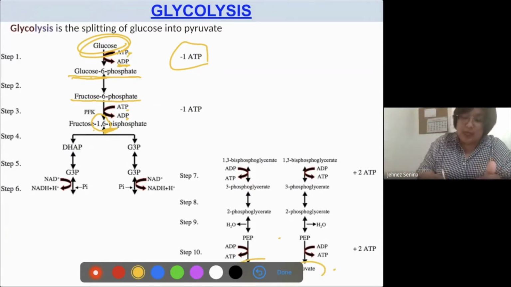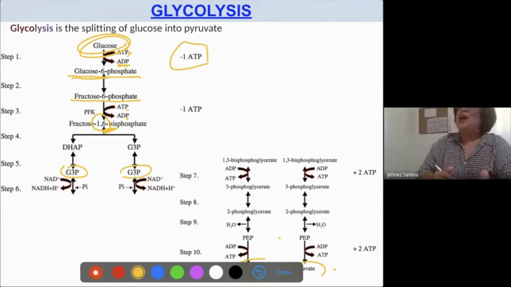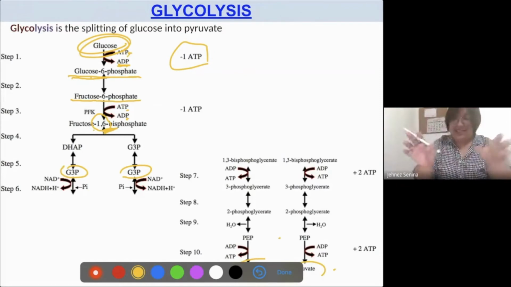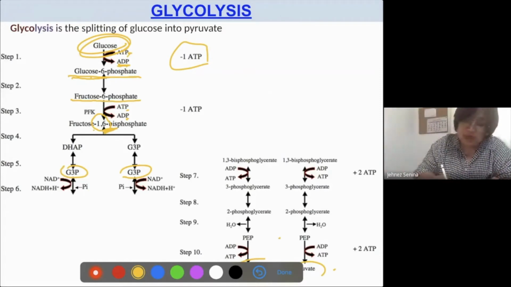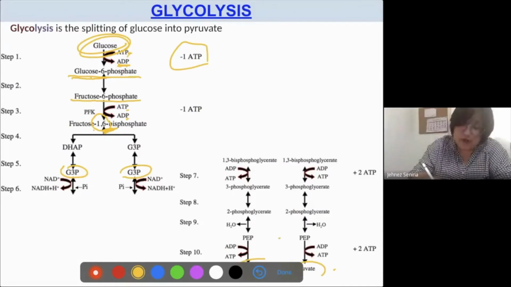Now it's going to split into triose phosphate, as the book used, but you can also use these interchangeably. You can say G3P or glyceraldehyde 3-phosphate, triose phosphate, PG3 in some textbooks. It's the same. Basically, this fructose 1,6-biphosphate will split into 2. Then it will undergo a series of chemical reactions.